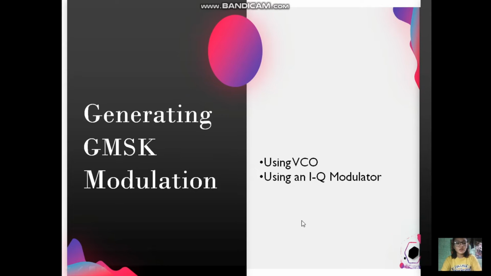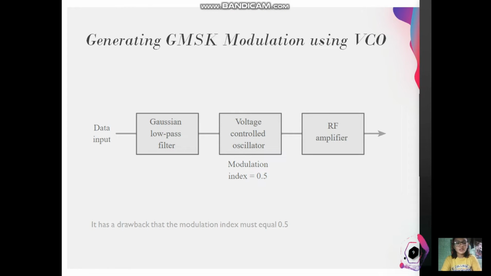Now let's see the generating of GMSK modulation, and there are two types: using a VCO and using an IQ modulator. Using a VCO, there are basically two main ways. The most obvious way is to filter the modulating signal using a Gaussian filter and then apply this to a frequency modulator, but it has a drawback that the modulation index must be exactly equal to 0.5. So in practice, this method is not suitable.